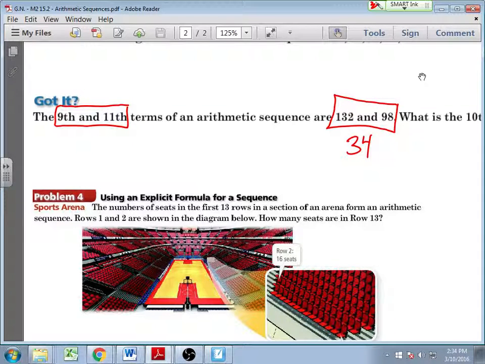A negative, because this actually went down from the 9th term to the 11th. So what we see is as we're progressing up the sequence, my values are getting lower. So now what'd you do? We divide that by 2 because between 9 and 11, that is 2 terms away. And we get negative 17. So we can take 132 minus 17 to find out a sub 10, the 10th term, will be 115.